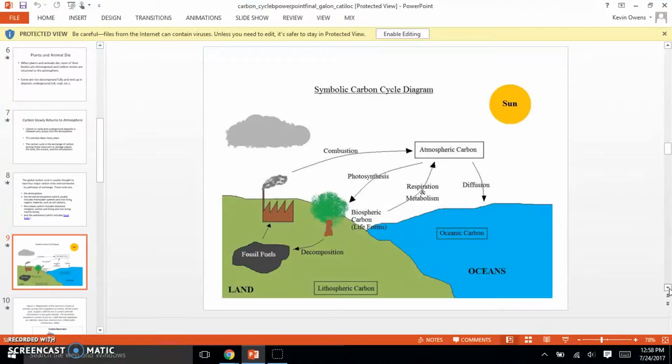Here you see a diagram, and this is what you'll see when you Google a diagram of the carbon cycle. Some of the causes of releasing CO2 into the atmosphere is combustion. It doesn't show a picture of a volcano, but that also releases a lot of CO2 into the atmosphere. It doesn't show the process of respiration, in which animals and humans give off CO2.